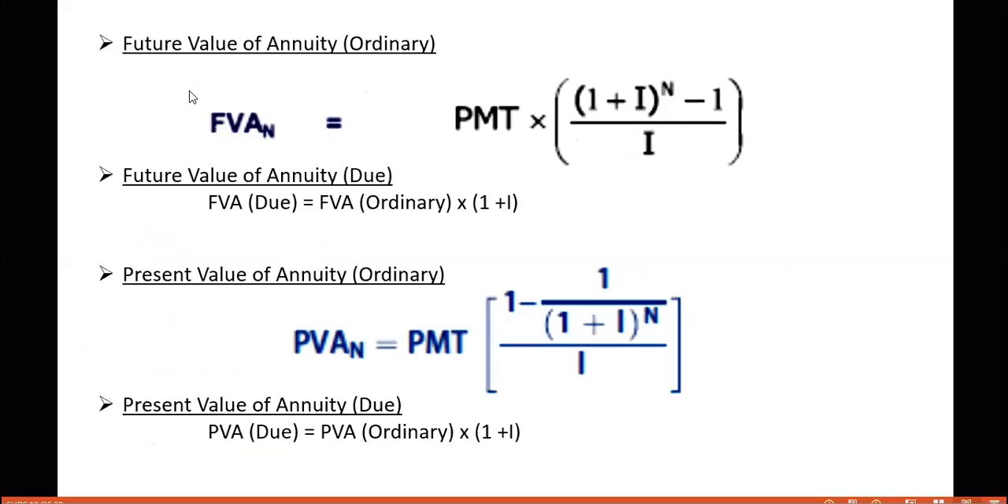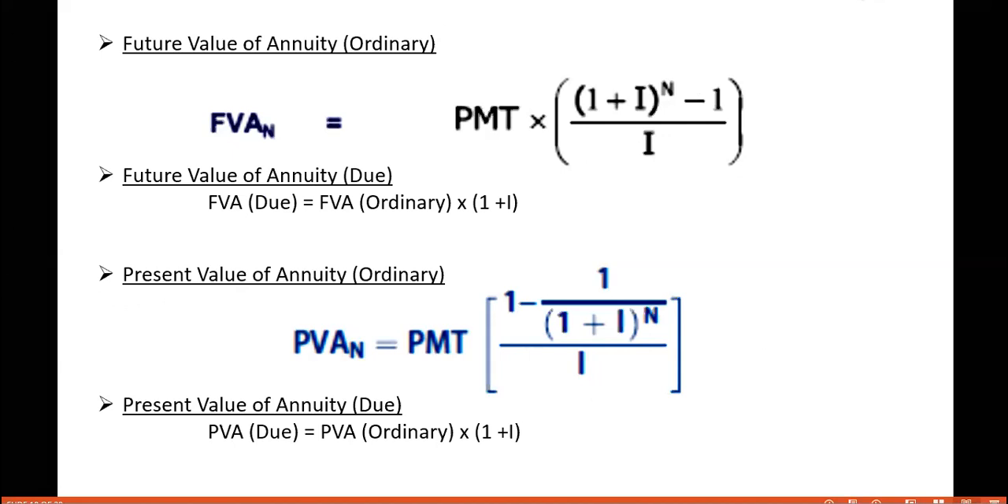Here are the different formulas which can help to calculate present value or future value. Future value of annuity is equal to payment PMT times (1 plus interest) raised to the power n, where n represents the number of periods, minus 1, divided by interest. And the present value of annuity is equal to PMT times (1 minus 1 divided by (1 plus interest) raised to the power n) divided by interest.